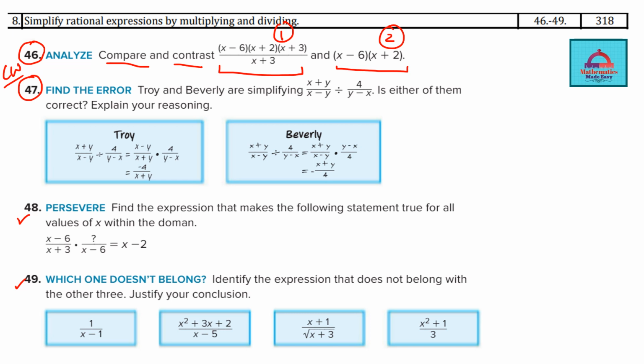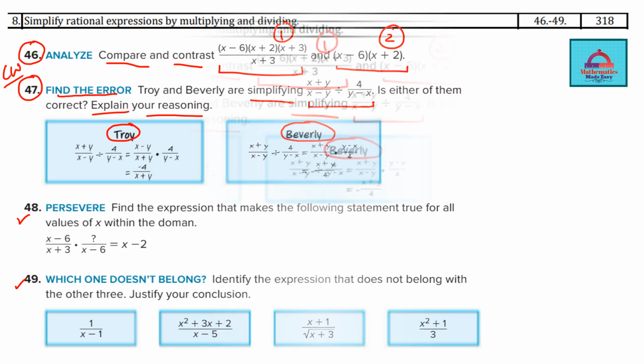And in question 47, you need to find the error. Again, there are two parts. One is this person Troy. Second person is Beverly. You have to compare and contrast who is giving the correct answer and who is making a mistake here. So both are trying to simplify the same expression, which is this one. However, one of them has done a mistake. That mistake you girls, or anyone who's giving the exam, should not repeat. So you will find the error and correct it. Also, this is a question where you need to explain your reasoning, so you need to work out all the steps nicely. So let's get on to solving the questions now.